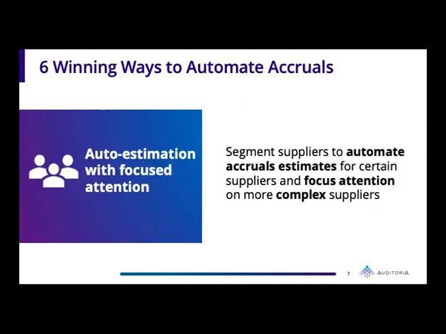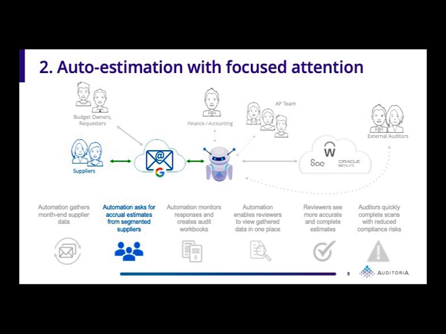The second winning way to automate accruals is by auto estimating with focused attention. So I was just talking about some of the suppliers where you can't auto estimate, that requires input from the suppliers, but imagine you have some suppliers that are really straightforward, where you know exactly what their accrual is going to be because you're paying them one annual invoice or one annual PO that needs to be spread out over the full year. So in this case, Auditoria can choose for a subset of your suppliers to just skip reach out and then automatically just accrue.